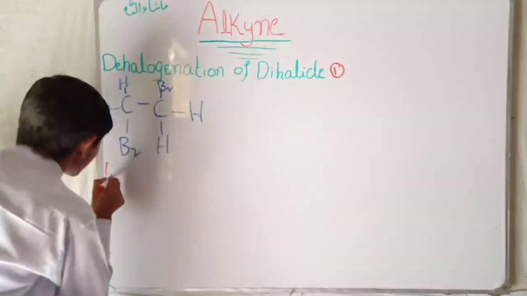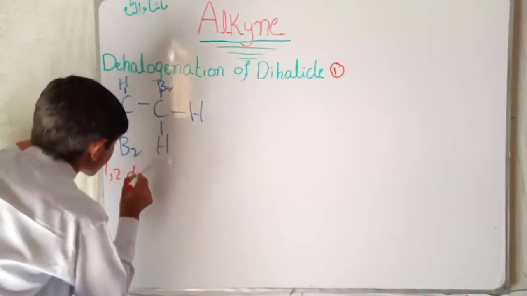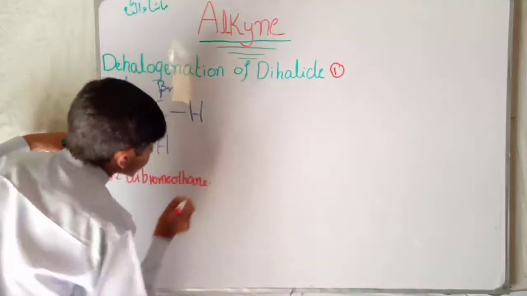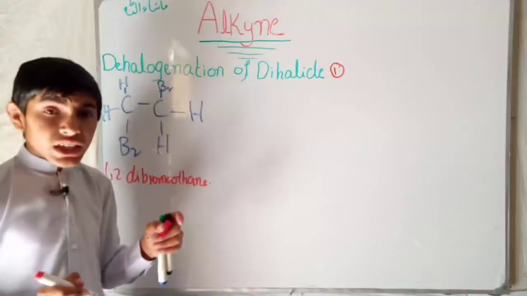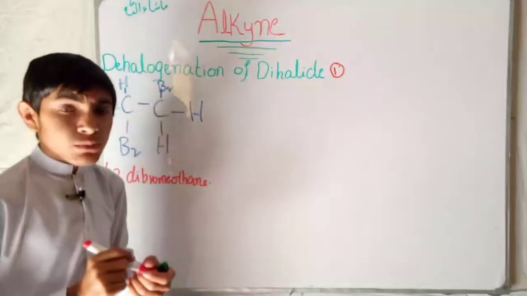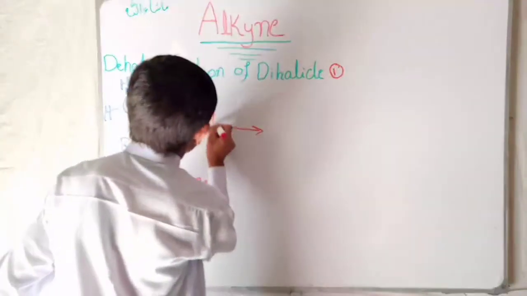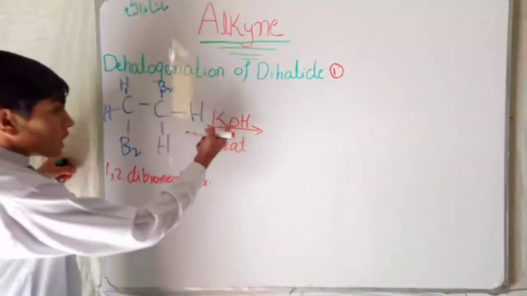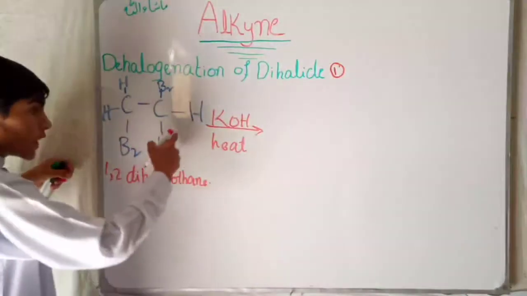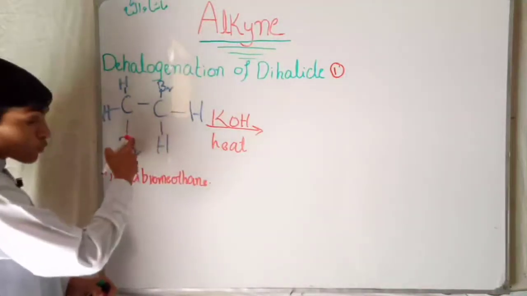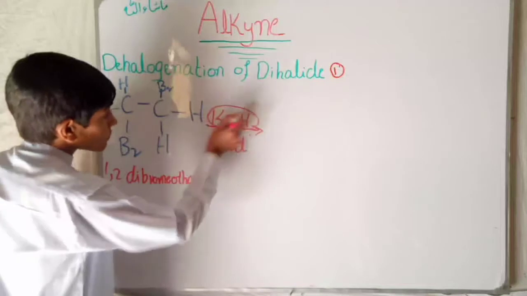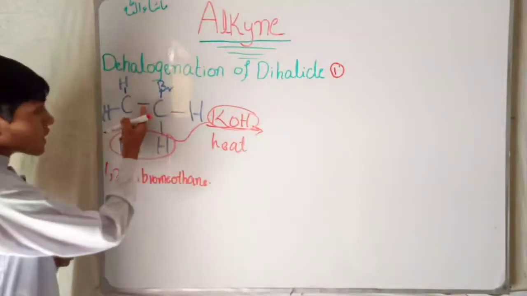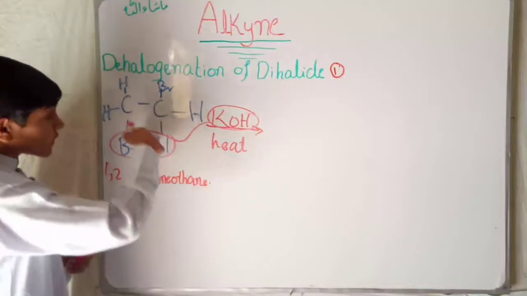So we take this 1,2-dibromoethane. When it is heated with alcoholic potassium hydroxide, the potassium hydroxide removes one hydrogen from one carbon atom and one bromine from the other carbon atom. This portion is removed, so the single bond between the two carbon atoms is converted into a double bond.